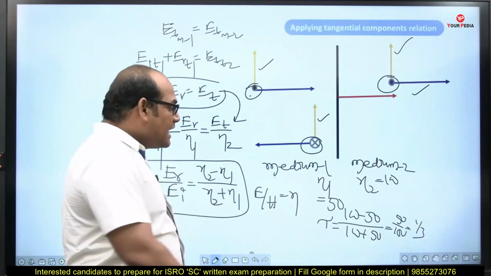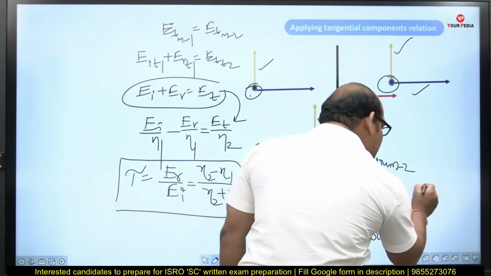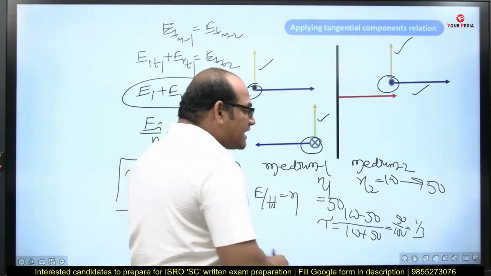For example, here I have taken eta 1 equal to 50. If eta 2 is also 50, now you calculate tau.